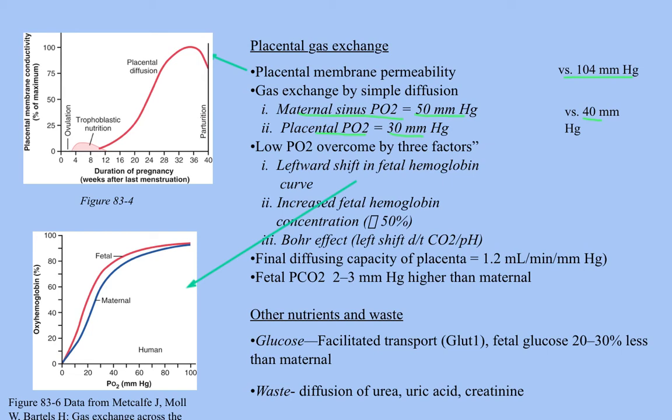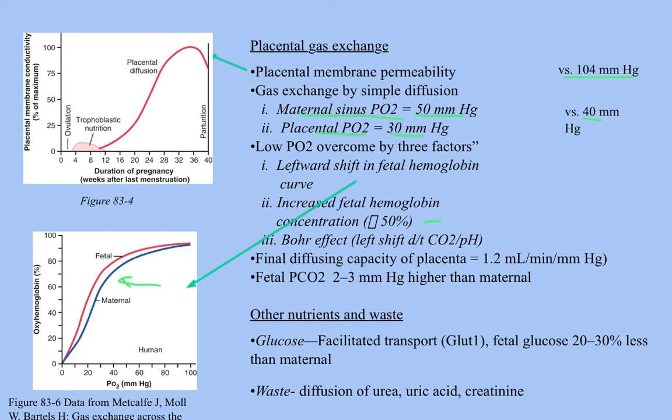So the developing embryo has to find a way to capture more oxygen. It does that in three ways. One, there is a leftward shift in the fetal hemoglobin curve. What that means is that fetal hemoglobin holds on to oxygen much more tightly than adult hemoglobin does. And fetal hemoglobin is increased by 50% over that of adult hemoglobin.